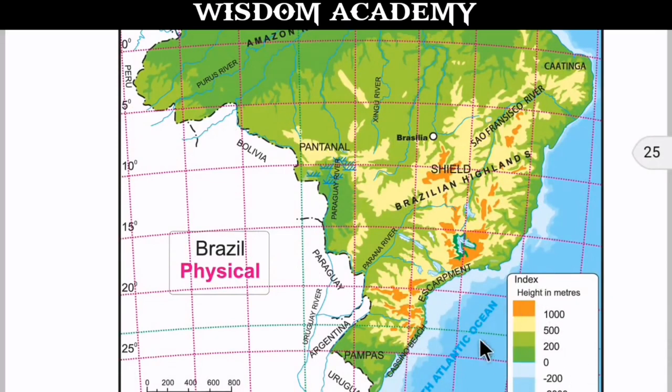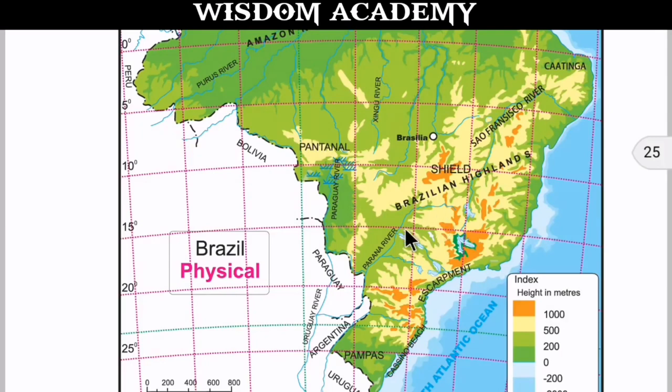But if you see the height of Brazil, it is not more than around 1000 to 2000 meters. So the highest altitude of Brazil is up to 2000 meters. Sabse jyada uncha jagah Brazil mein 2000-3000 meters hai, usse koi jagah jyada bada nahi hai. So as compared to India, Brazil's altitude is less.